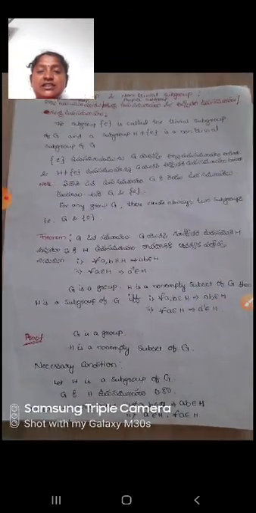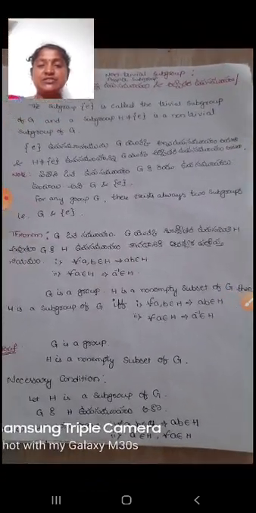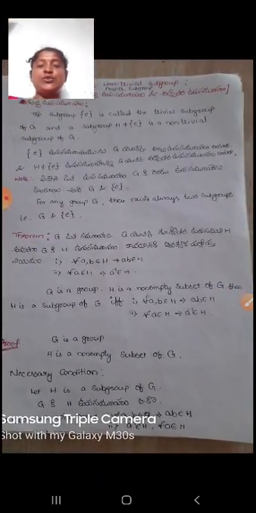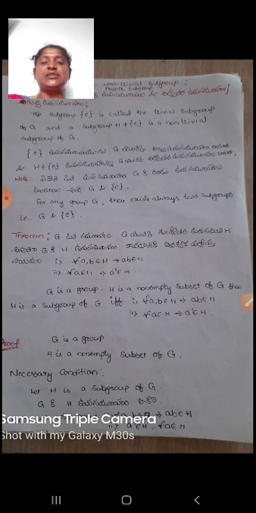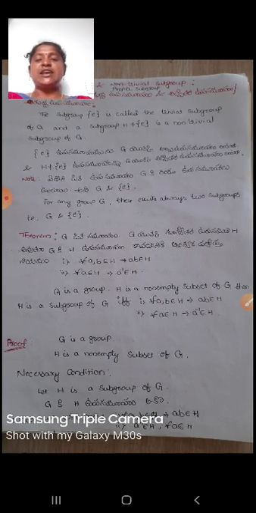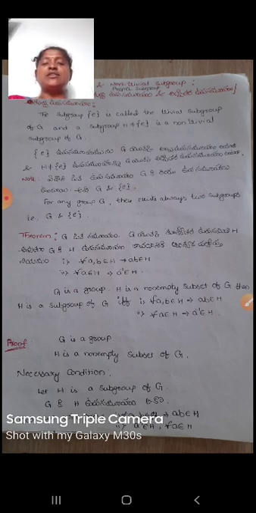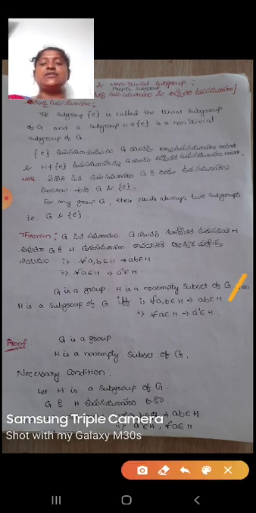Next theorem. G is a group, H is a non-empty subset of G, then H is a subgroup of G if and only if, first, for all a, b belongs to H implies ab belongs to H. Second, for all a belongs to H implies a inverse belongs to H. Proof. G is a group, H is a non-empty subset of G.